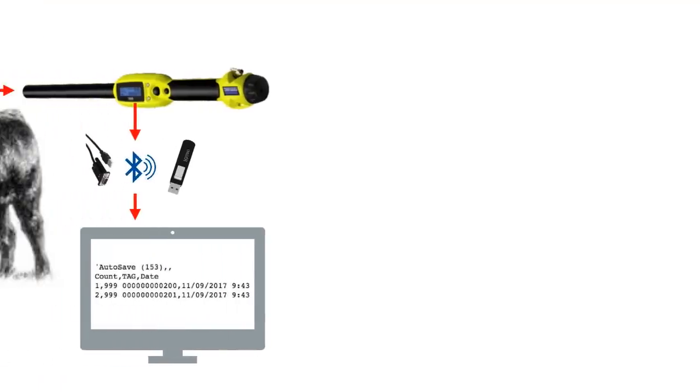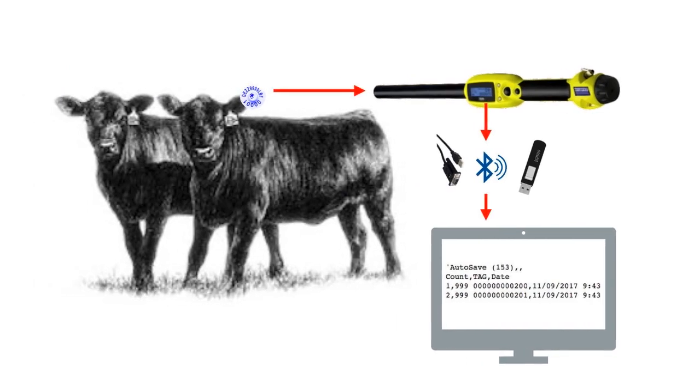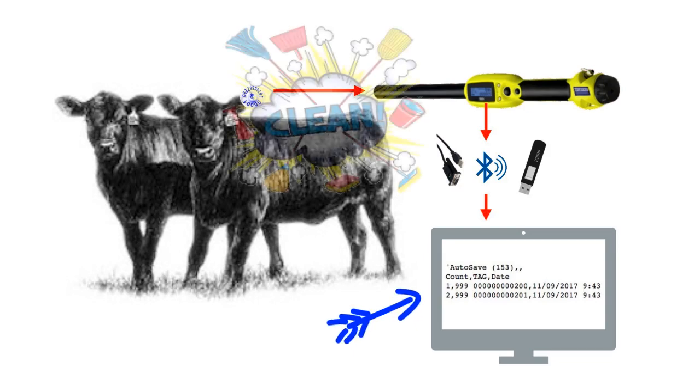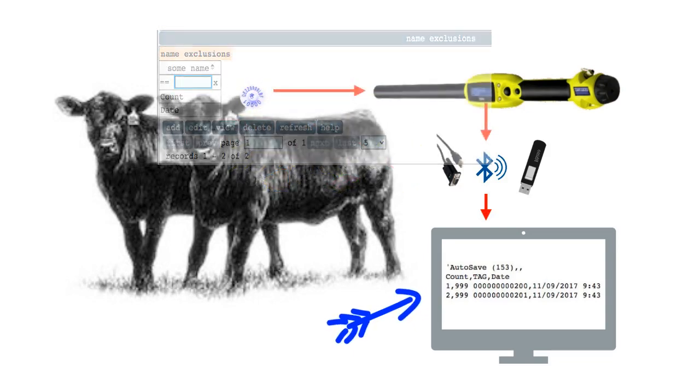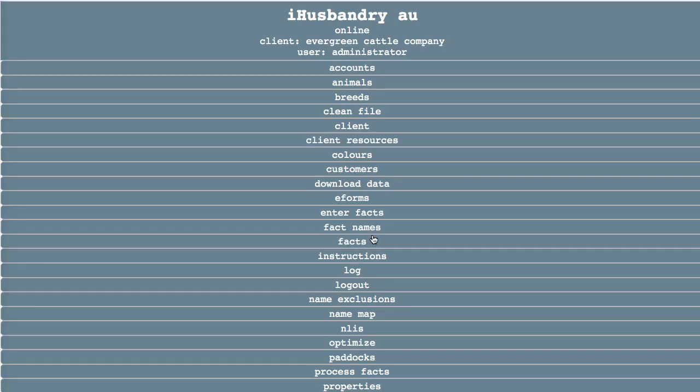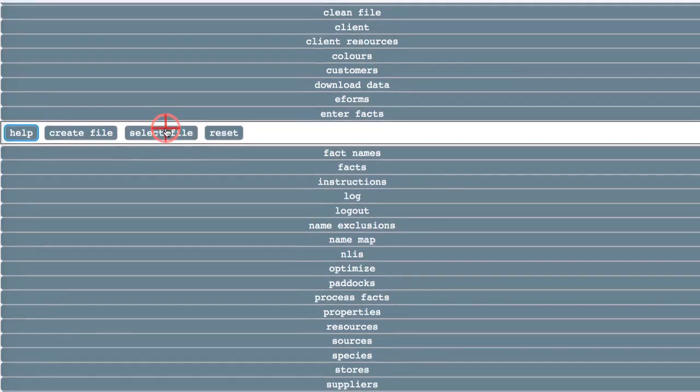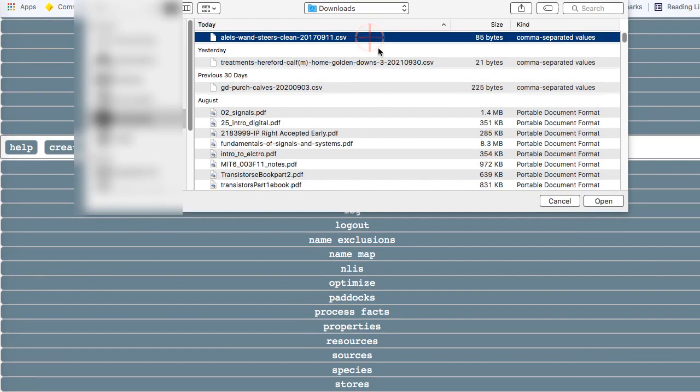Imagine that you have just read the tags of some new steers using a tag reader that can export a file of the tag numbers. Because the file is not likely to be in the form required by iHusbandry, you may need to clean it, exclude header items that are not required, map header items and map values. Using Enter Facts, select the clean file and the animal ID header item.